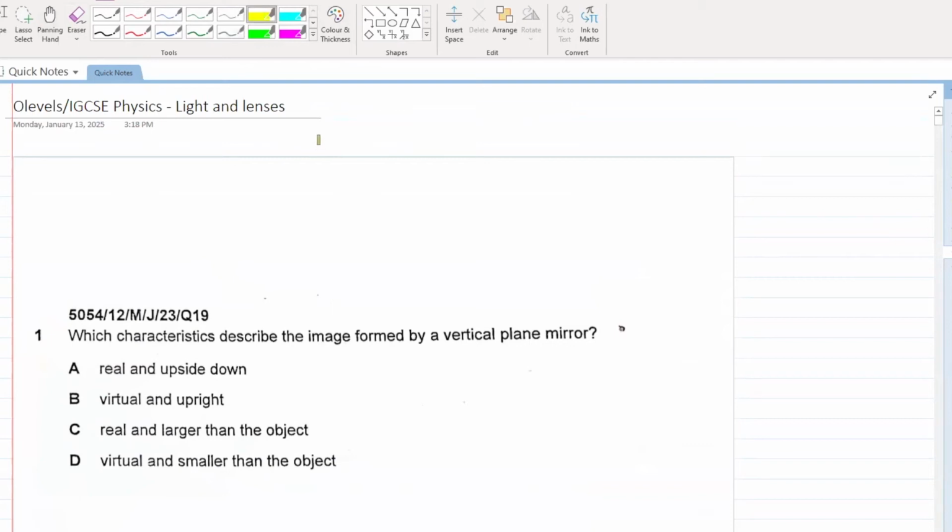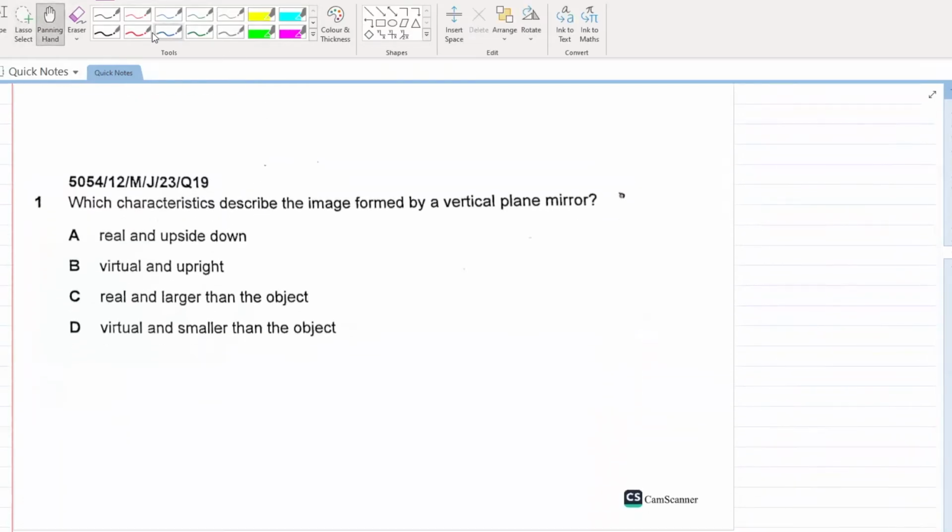Okay, students. So let's get started with the past papers of O levels in IGCSE physics for the chapter of light and lenses. So let's see the first MCQ. Which characteristics describe the image formed by a vertical plane mirror?